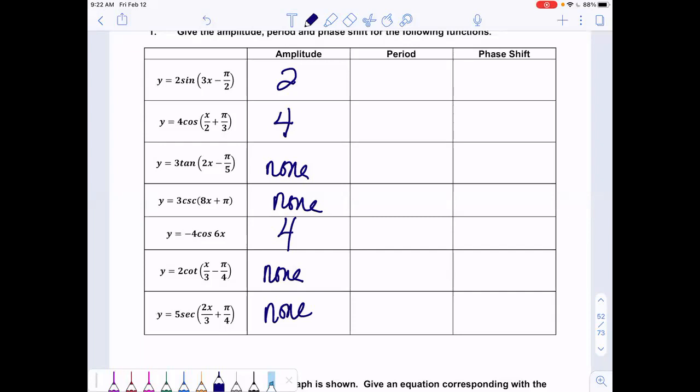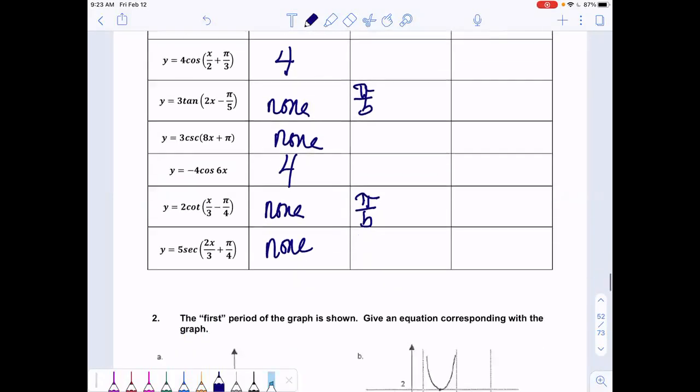Remember the period for tangent is pi over b. The period for cotangent is pi over b. The other 4 are 2 pi over b. So that's another thing to remember, the difference between those two. The phase shift is still c over b for all of them. So there's a little chart.